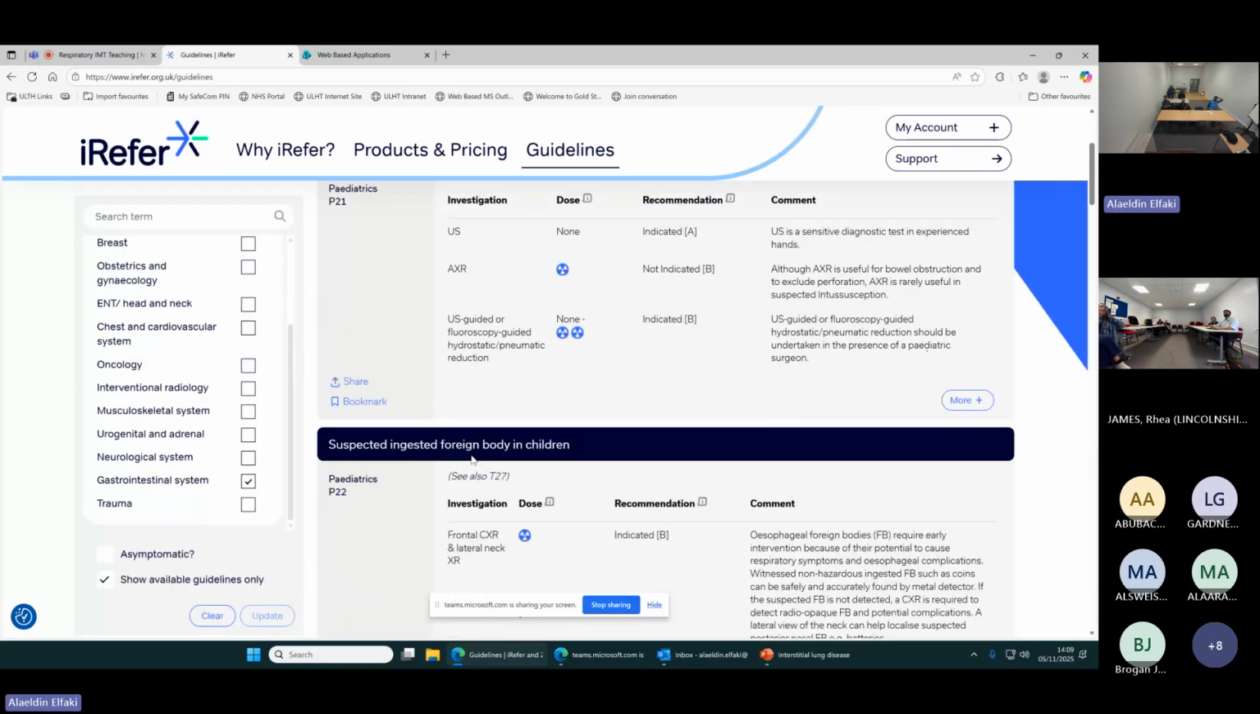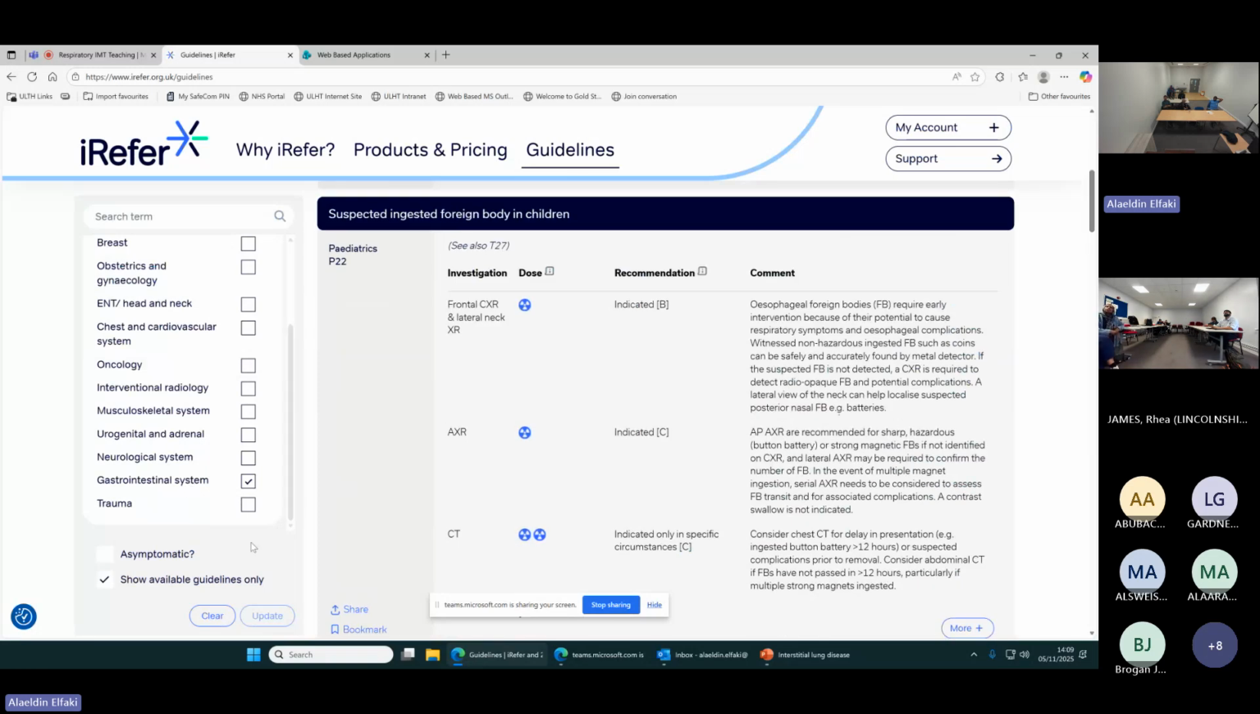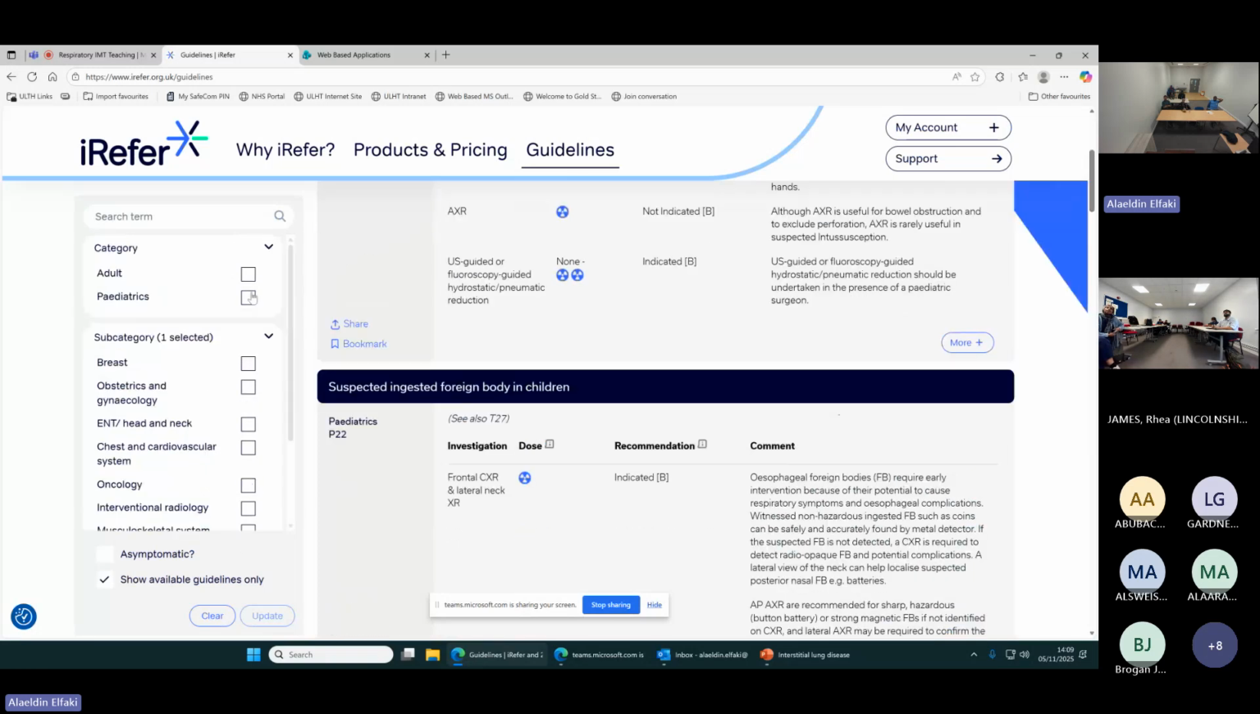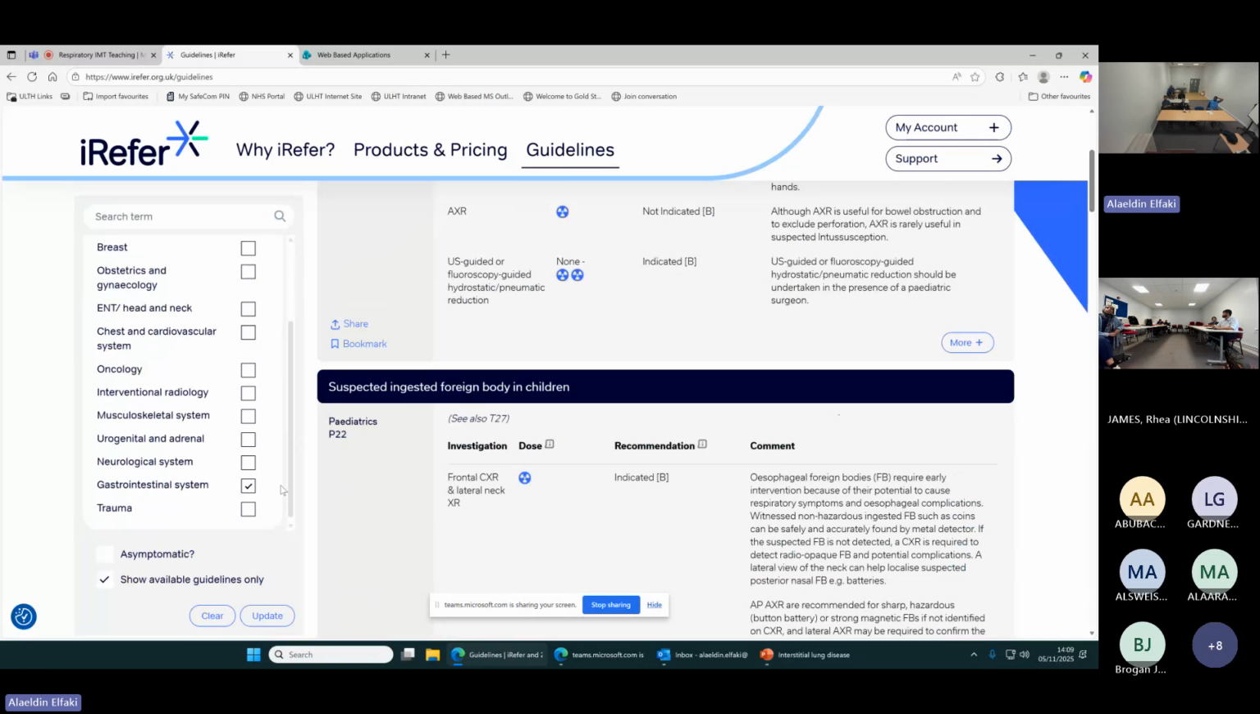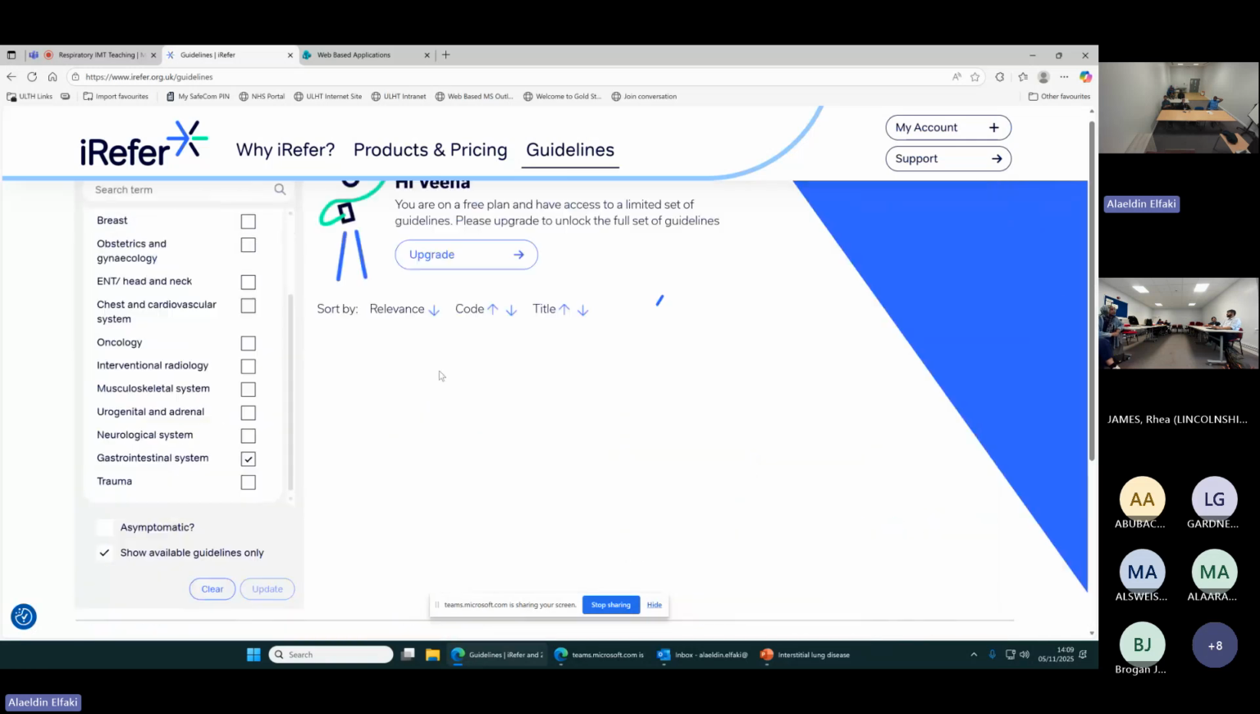This is showing up for children. I don't know why this is doing this. I'm really sorry. I'm going to scroll up on the left, then click adults, then filter, then GI, that'll be it.